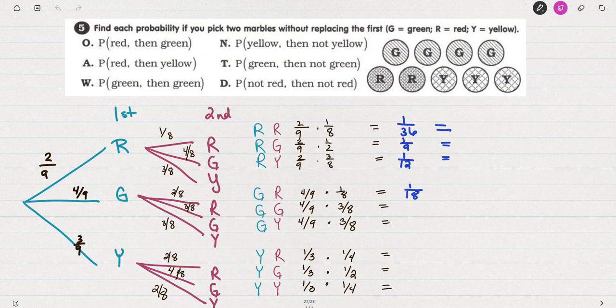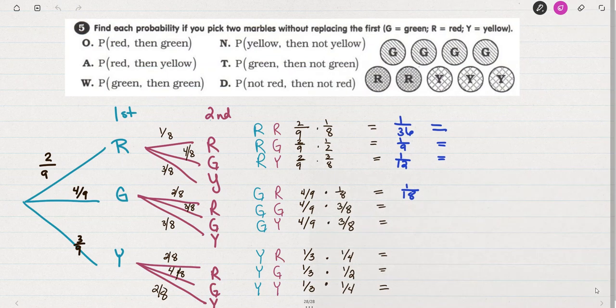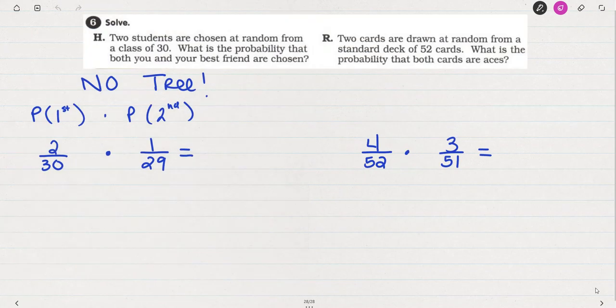I didn't work out all the arithmetic here, but you should be able to continue that, and you should be able to change it to a decimal by dividing and then multiply by 100 to get the percent. Really quickly, this H and R, we're not going to draw a tree because it's such a big problem, but notice that we're not replacing in either H or R.